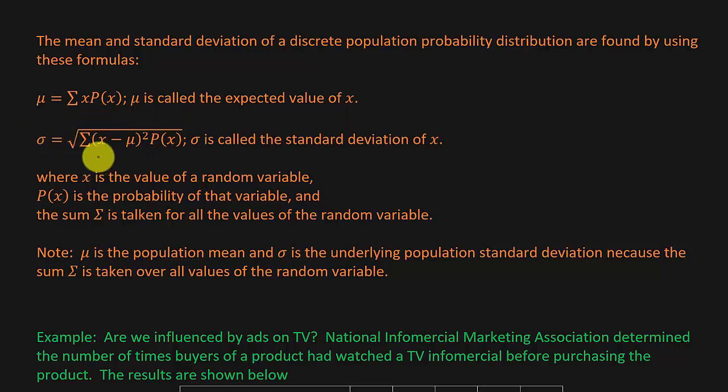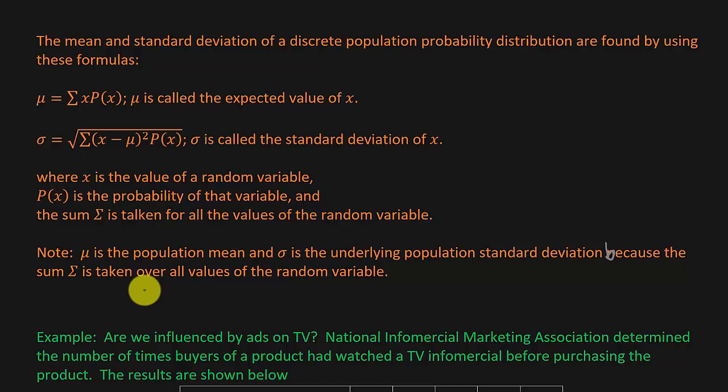And x is the value of a random variable, p of x is the probability, and the sum is taken for all the values of the random variable. And note, mu is the population mean and sigma is the underlying population standard deviation, because the sum is taken over all values of the random variable. So hopefully you remember earlier in your statistics class you talked about population and sample, a population and sample mean, or population and sample standard deviation.